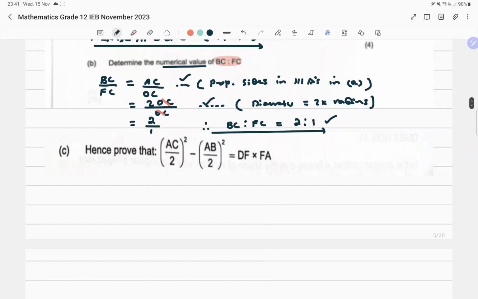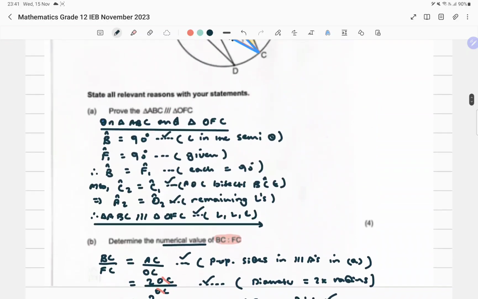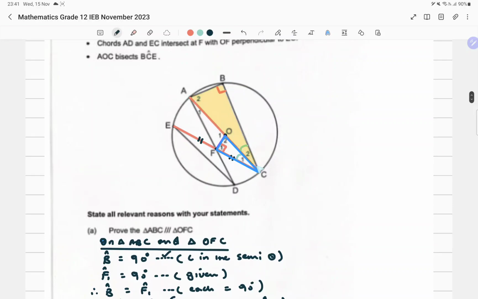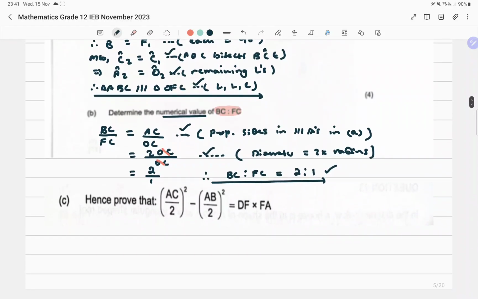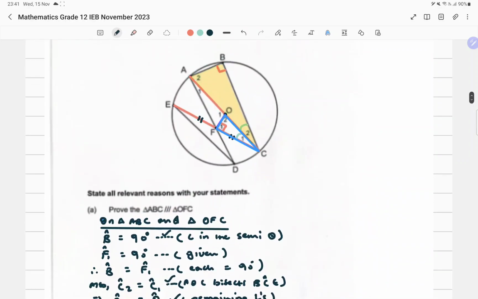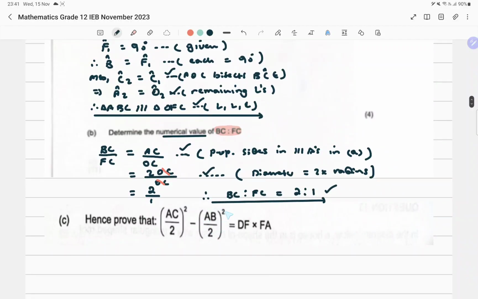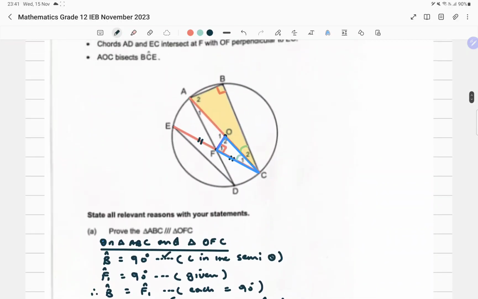Last question. It says, now hence prove that (AC over 2) all squared, where is AC? There is AC, the diameter, is equal to, minus AB. Now there is (AB over 2) all squared is equal to DF. So where is DF? Always inspect these things, guys. You will get clues. Where is DF? Now let's find DF. Now DF is this portion here.